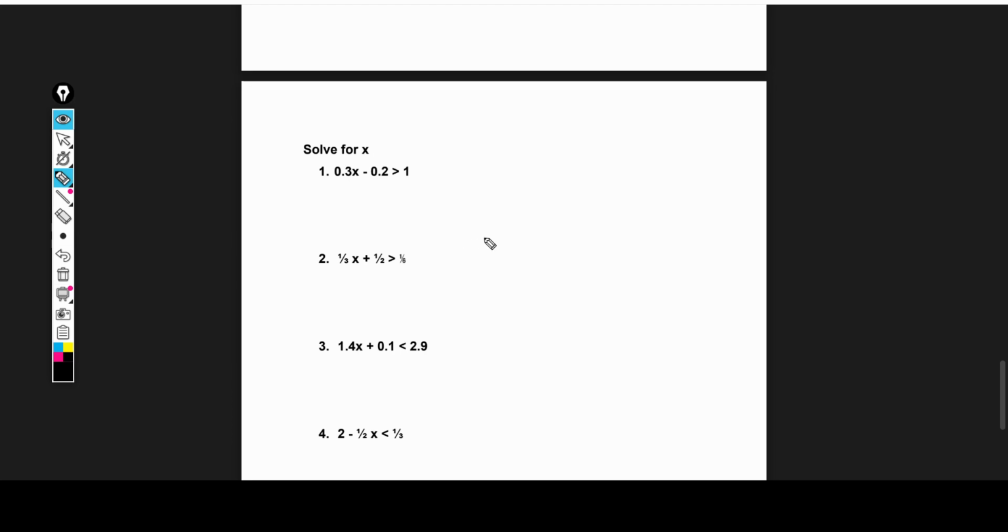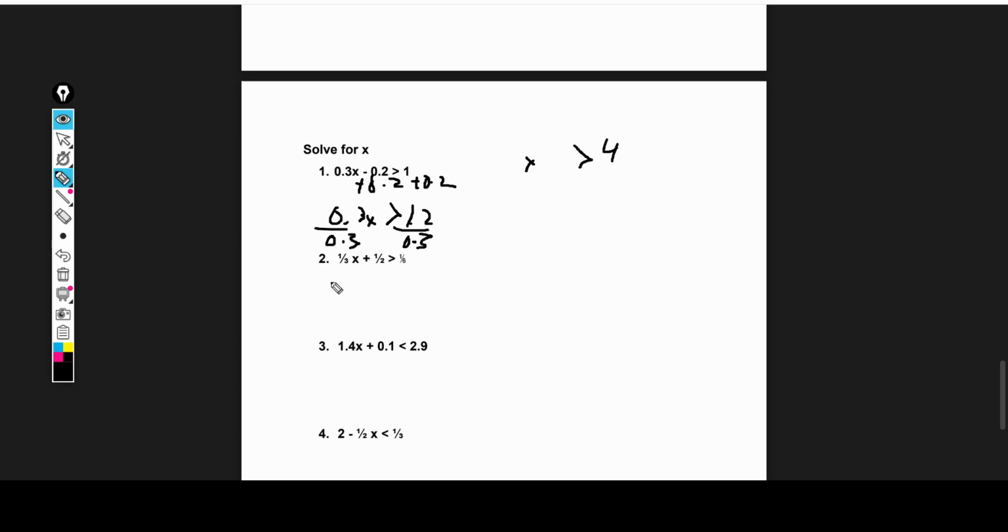Alrighty, so like always, you want to isolate the variable. I'm going to do these rather quickly, and hopefully you can follow along. We add 0.2 to both sides, and that ends up with 0.3x is greater than 1.2. Now we divide both sides by 0.3. If you can't do that, you can try multiplying both sides by 10 and then dividing by 3. That also works. Then you'll end up with x is greater than 1.2 divided by 0.3, which is 4. So x is greater than 4.